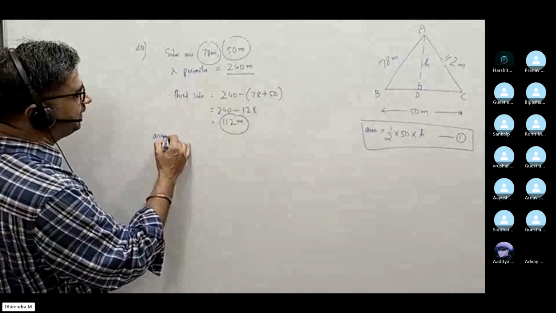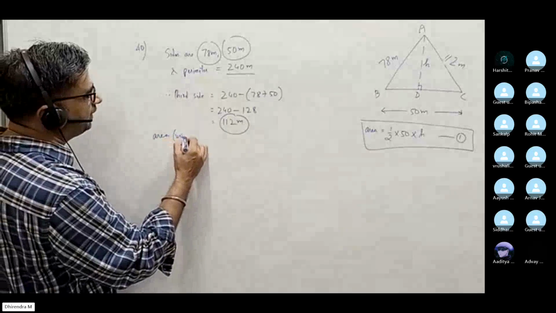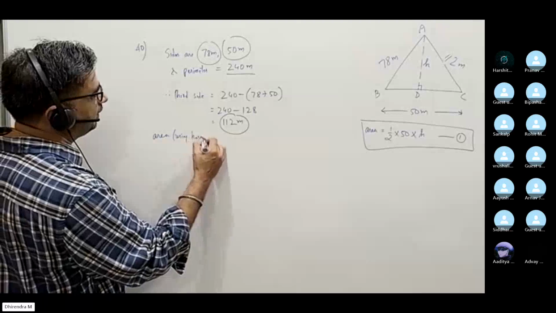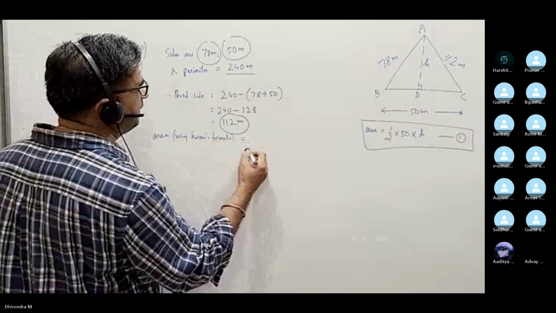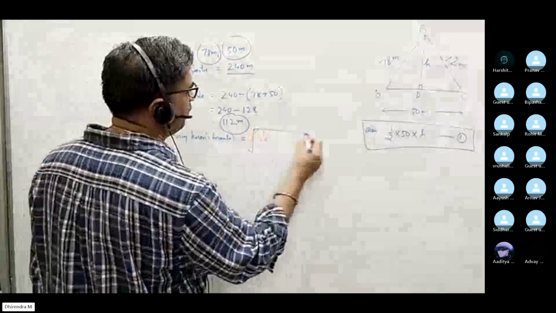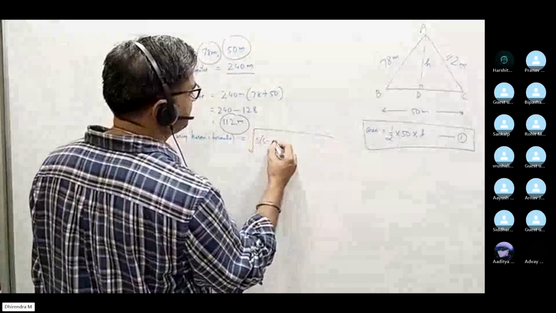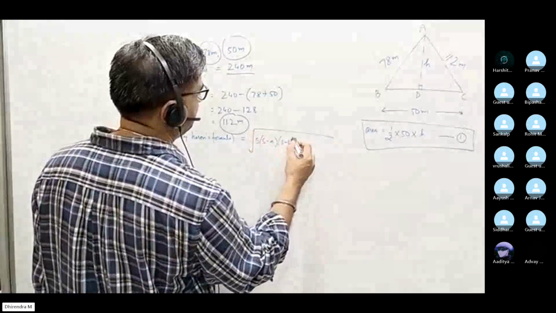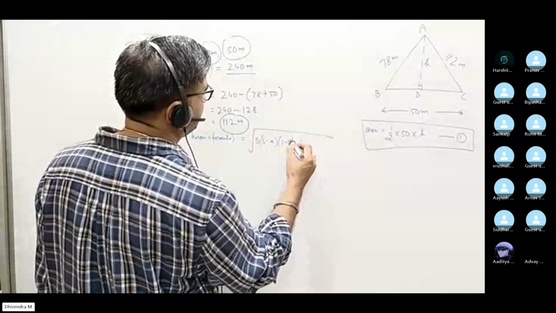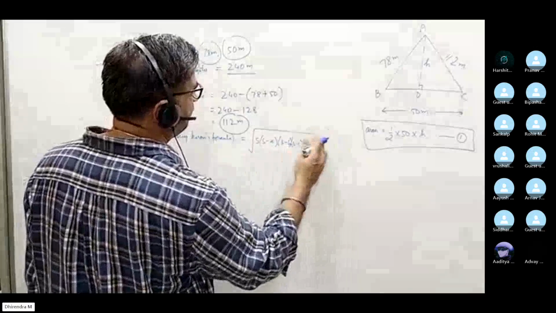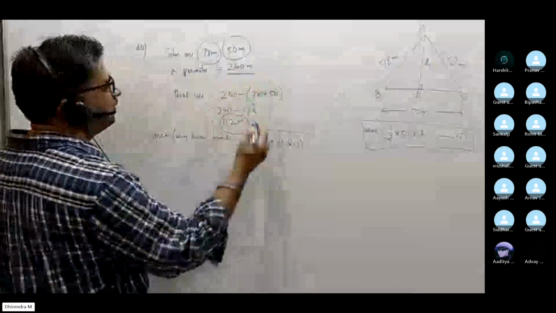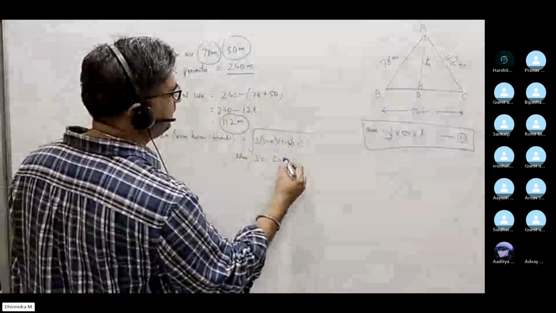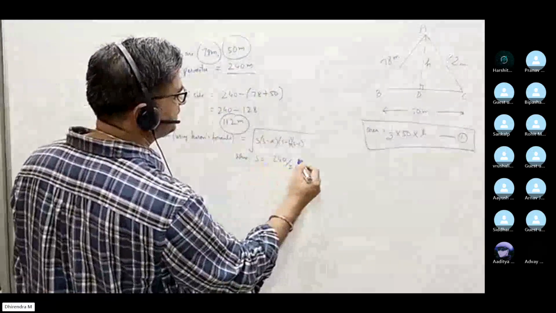Now using Heron's formula, can we find the area here? Area using Heron's formula is how much? Is that not equal to square root of S into S minus A into S minus B into S minus C, where what is our S, folks? Where S is equal to 240 by 2. It's a semi-perimeter, right?